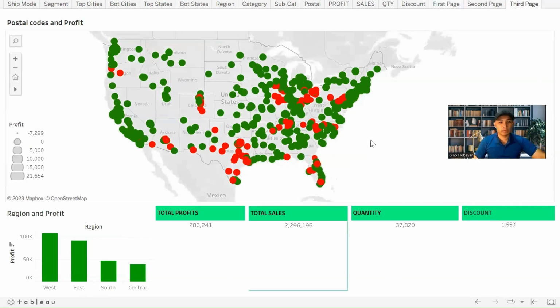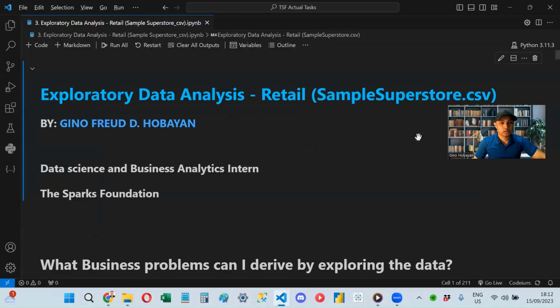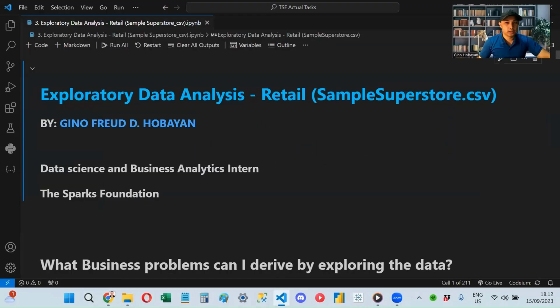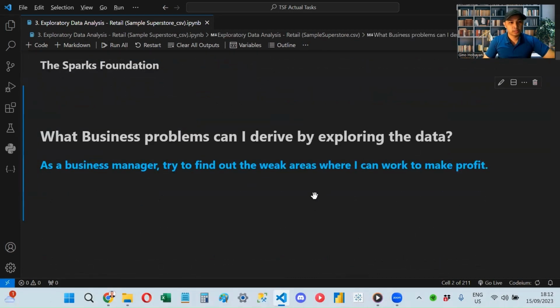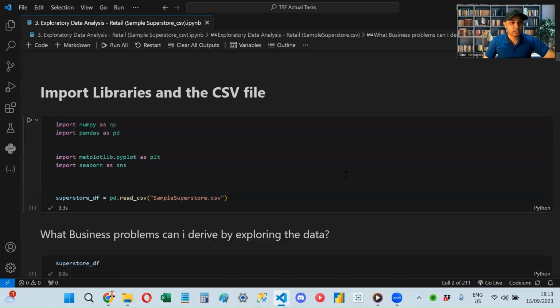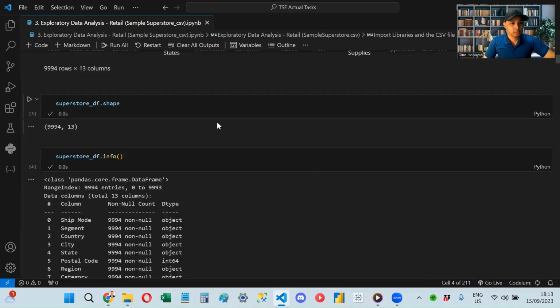But let's go to the very beginning first. How did I solve this? I used Python. This is where I actually did the exploratory data analysis. The business problem is to find out the weak areas where we can work to make profit. The first thing I did is import the libraries and the CSV file. This is our data set. These are the columns, the rows, and the values in them. The shape is 9994 rows and 13 columns.